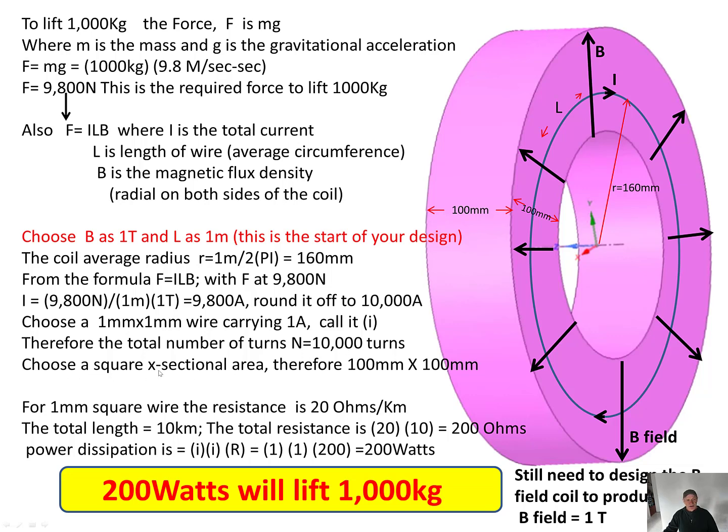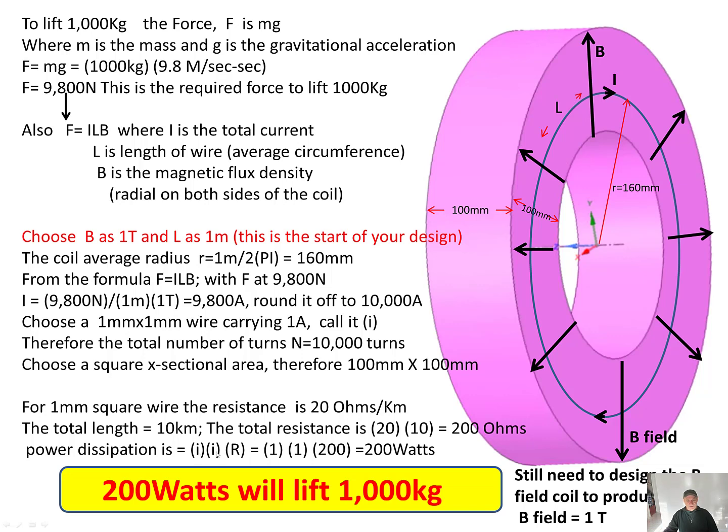Choose a square cross-sectional area. Therefore, 100 millimeters by 100 millimeters. That gives you 10,000 wires. For 1 millimeter square, the wire resistance is 20 ohms per kilometer. Because there's 1 meter per turn, 10,000 turns would be 10 kilometers total length. The total resistance is 20 times 10 equals 200 ohms.